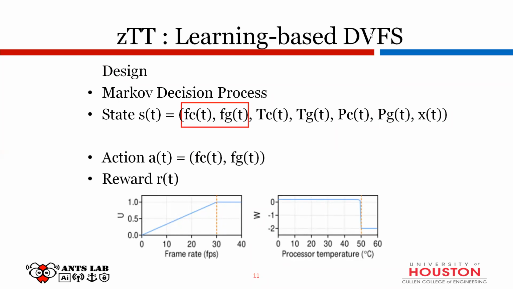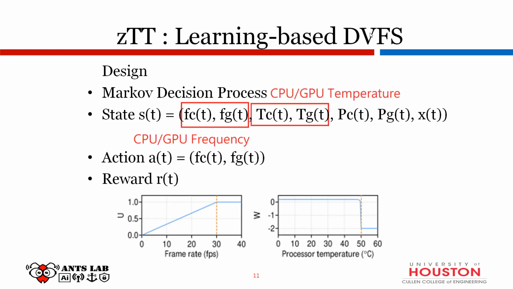The first two are the CPU and GPU frequency, and the second category is the temperature of the CPU and GPU. The third is the power of the CPU and GPU. And the last one, XT, refers to the frame rate. So these are all the states that are mentioned. And in the action, we would change the frequency. So the only two parameters here are the FCT and FGT.